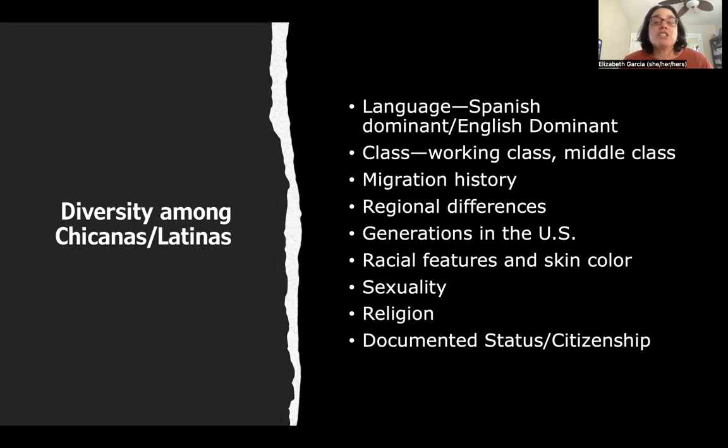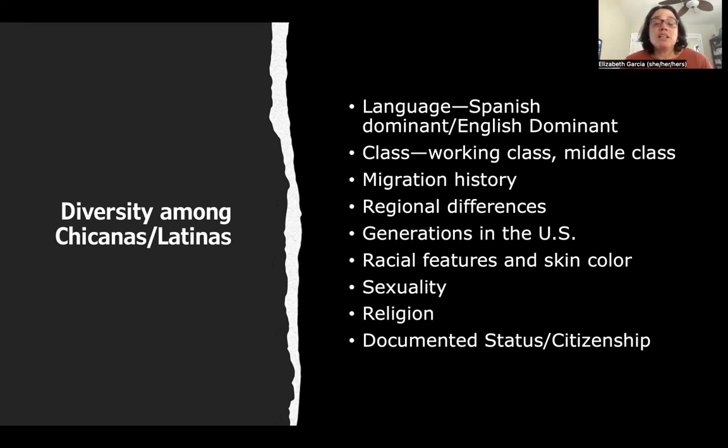There are also generations in the US. Are you first generation? Are you sixth generation? The reading also talks about racial features and skin color as another marker that creates differences of experience among Chicanas and Latinas, where if you are the darker skinned one in the family, you may have a different experience than your siblings or family members that might have fair skin color.